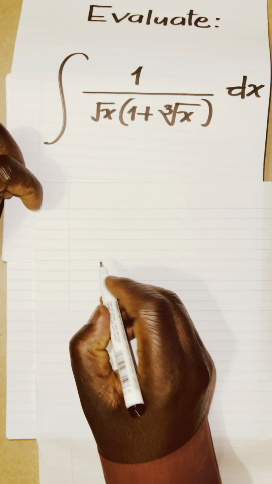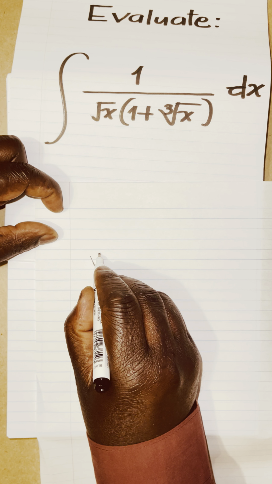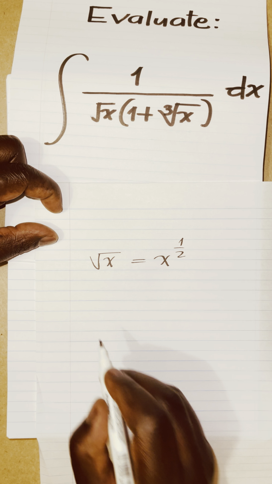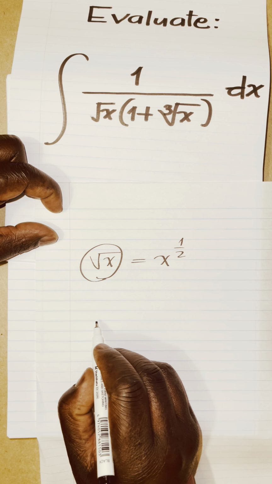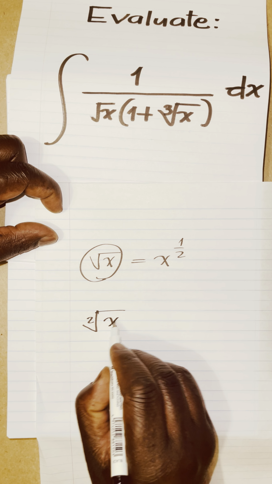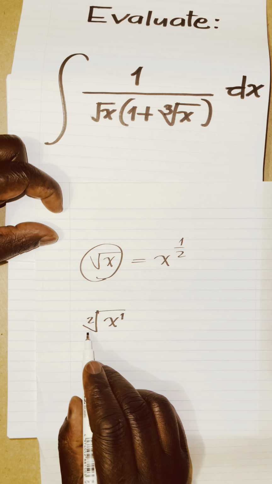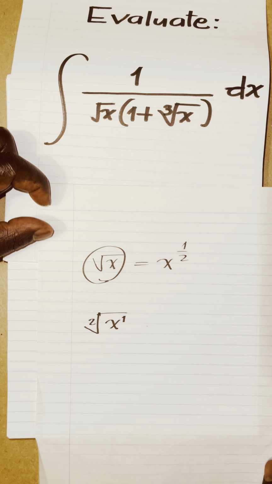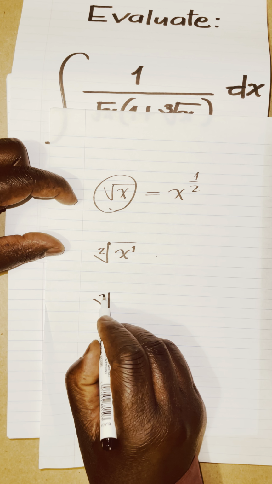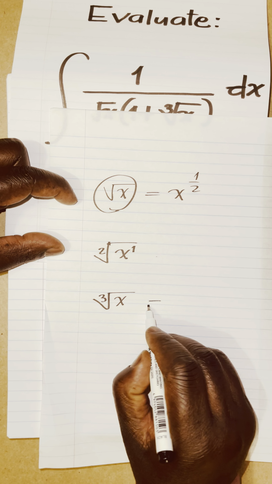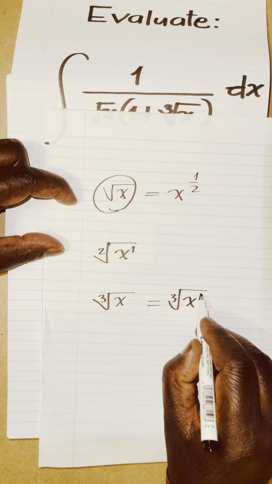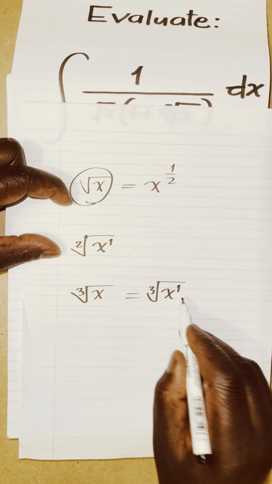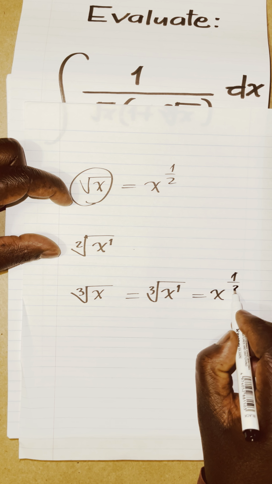Remember, the square root of x is the same as x to the power half. How does this come about? Well, we know that this can also be written as x to the power 1, and the way you get rid of the square root sign is that this 2 must come and divide into the power of x, and you get this expression here. Therefore, we can also look at the cube root of x as the cube root of x to the power 1, and the way that you get rid of the cube root sign is by dividing 3 into 1. So this becomes x to the power 1 over 3.